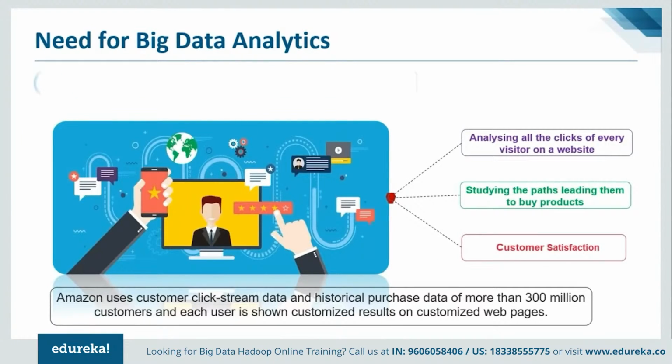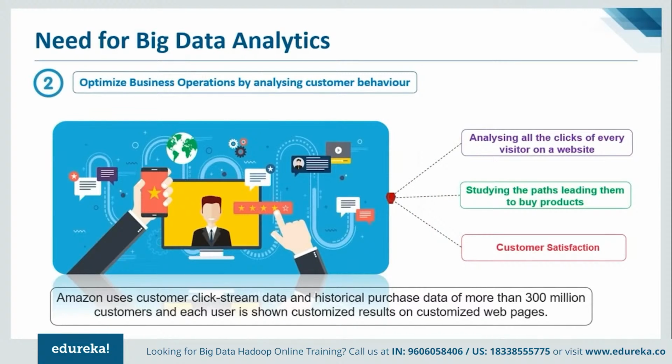So the second reason here is to optimize business operations by analyzing customer behavior. The best example for this is Amazon. We all know how popular Amazon is and how much we use it on our daily basis. So Amazon basically uses our clickstream data, that is the customers' clickstream data, and the historical purchase data of more than 300 million customers who have signed up for Amazon. And then they analyze each user's data, how they are clicking on different products and how they're navigating through their site. So basically, they show each user customized results on customized web pages.